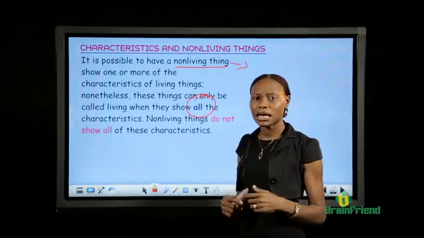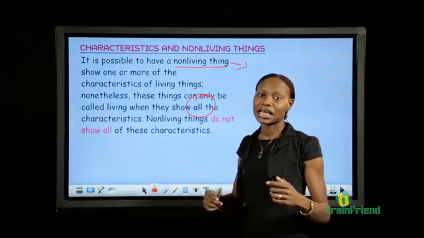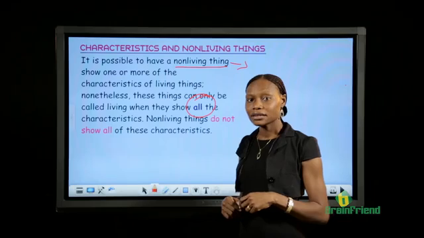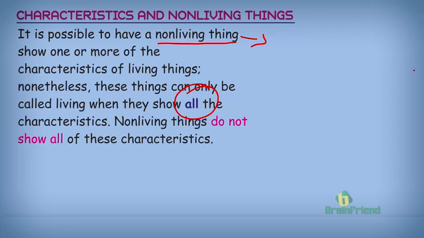We can take another example. Our cars. Our vehicles need fuel. It seems like the car is eating. Then while it moves, it gives off carbon monoxide as its waste product. But beyond all of that, what else can the car do? Does it show the other characteristics of living things?